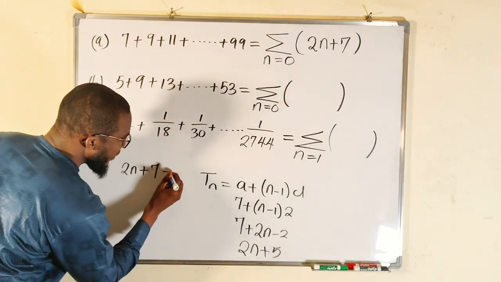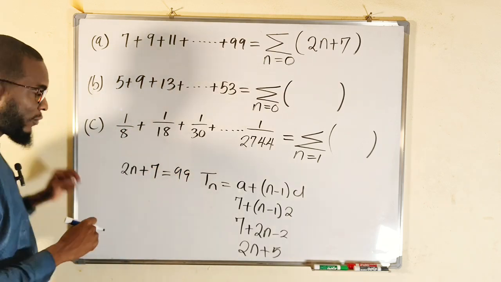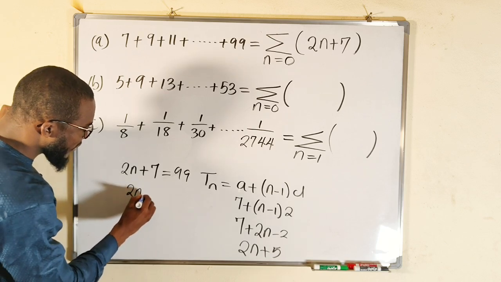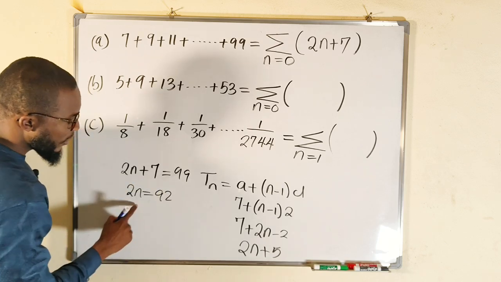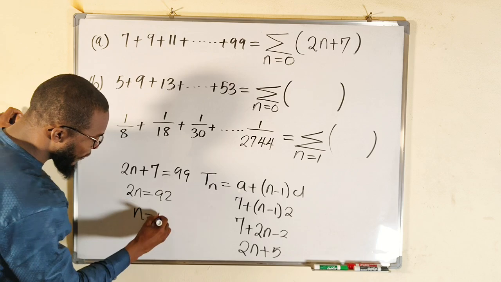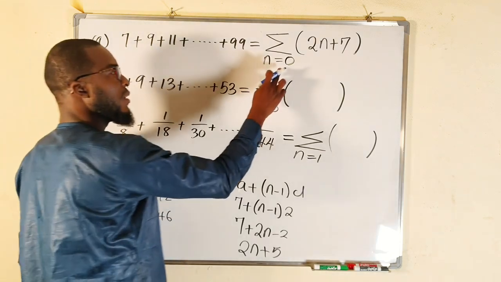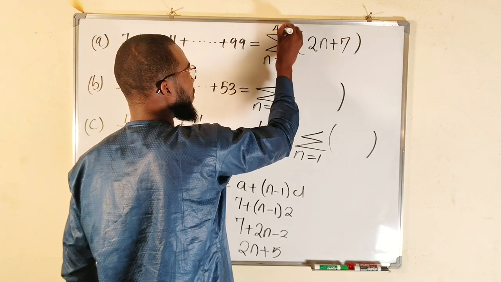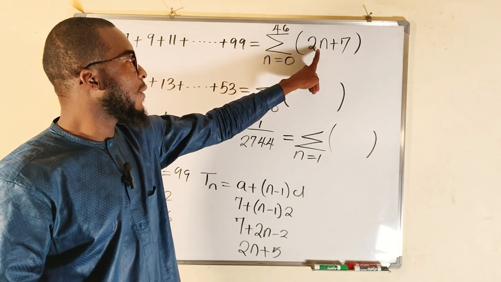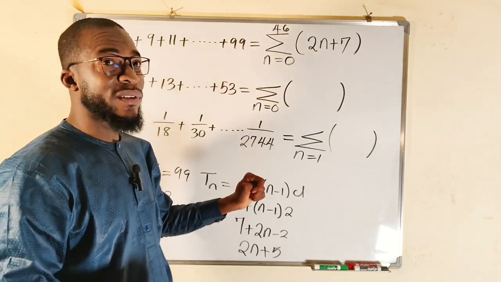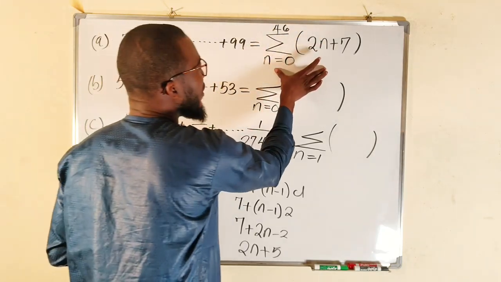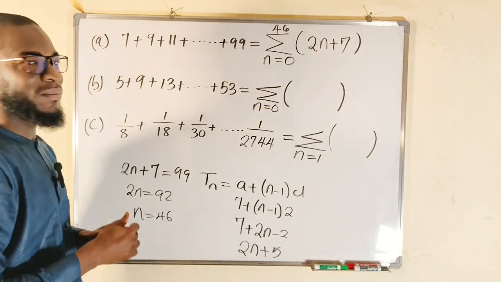So we can confidently equate this to 99 to find that value. If you take 7 to the other side, you have 99 minus 7, which gives us 92. Then we divide both sides by 2, and that gives us 46. Therefore, n starts at 0 and stops at 46. If you want to confirm, replace n with 46 here: 46 times 2 gives us 92, and 92 plus 7 gives us 99. Hence, this is the summation form of this series.